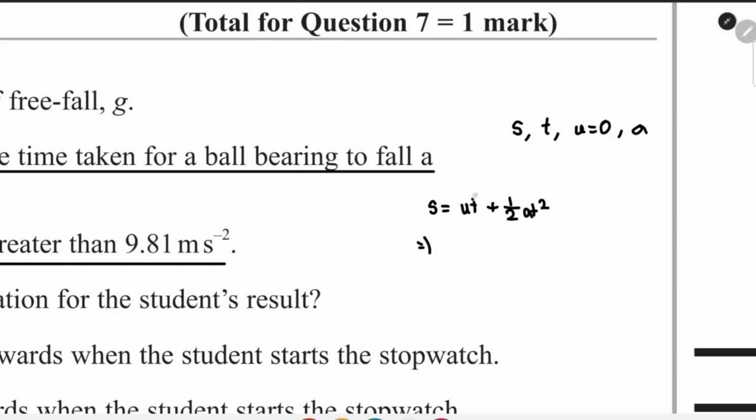If we assume u to be 0, then we can cancel it out. So we have s equals half at square. We need to make a the subject. So we have half at square equals s. a equals s divided by t square. This half over here as well. So 2s divided by t square.